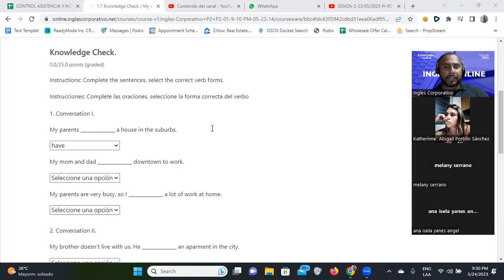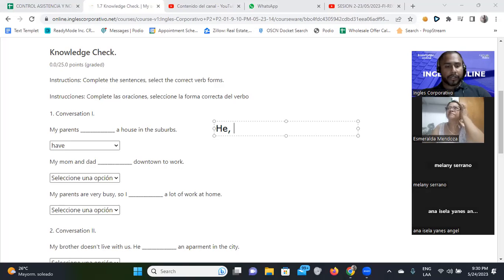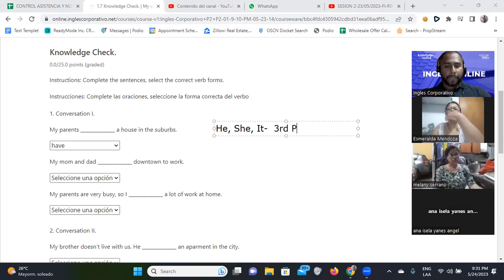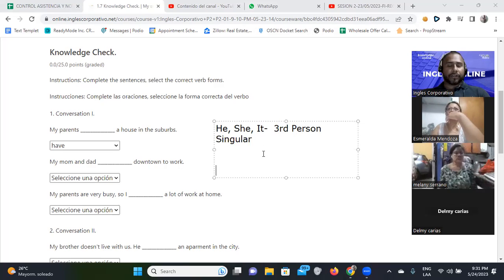Vaya, en este caso, si relacionamos he, she y it, sabemos que estas son third person, que las personas son singular. Singular. Okay. Vaya, ahora si estamos hablando en plural, sería we, they, were they. I y you, en primera persona, sabemos que no se aplica la regla para la tercera persona.